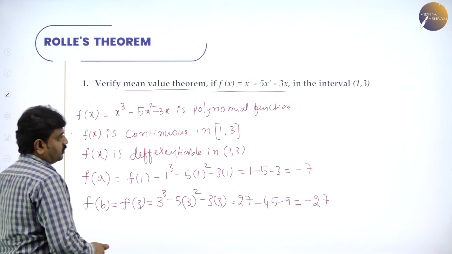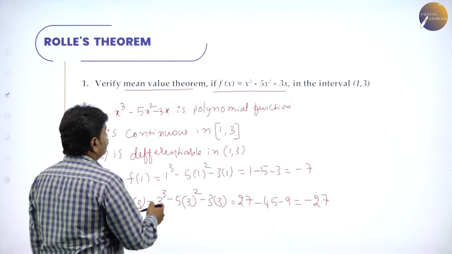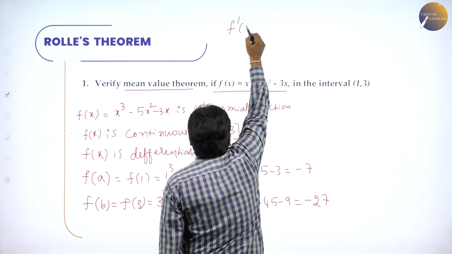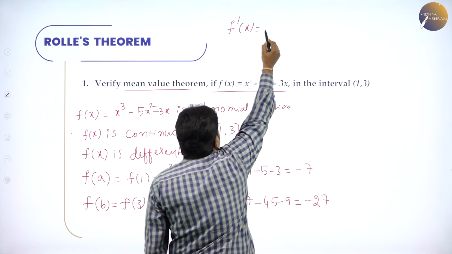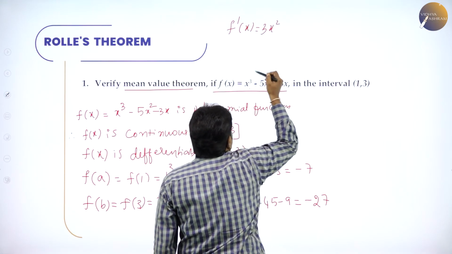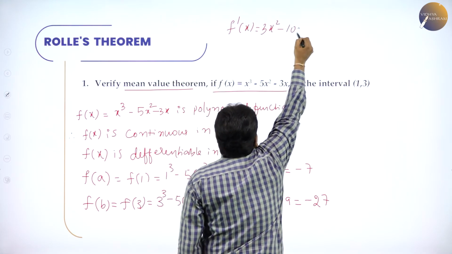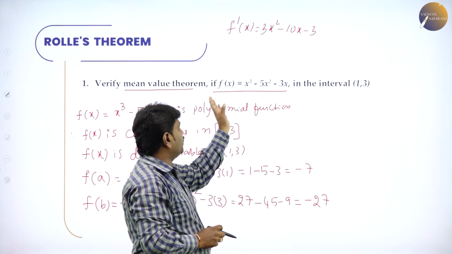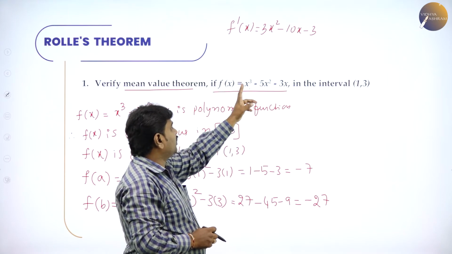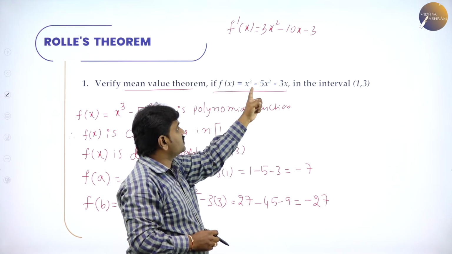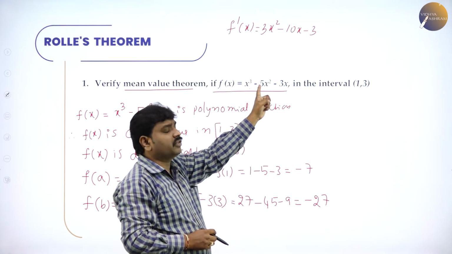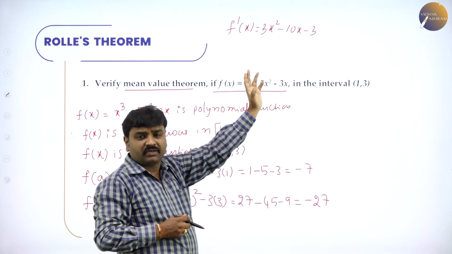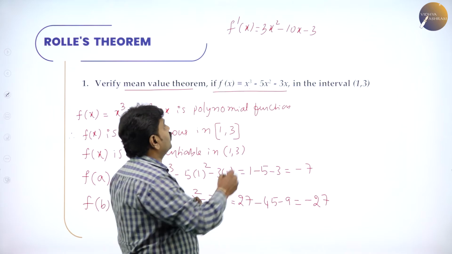Then f dash x. So f of x is given, find f dash x. What is meant by f dash x? Directly the derivative of this. What is the derivative of x cube? 3x square. So apply d by dx on both sides. D by dx of f of x is f dash x. D by dx of x cube is 3x square. Minus is there, put minus. D by dx of 5 into x square is 5 into 2x, that is 10x. Minus is there, put outside, and derivative of 3x is what? 3.